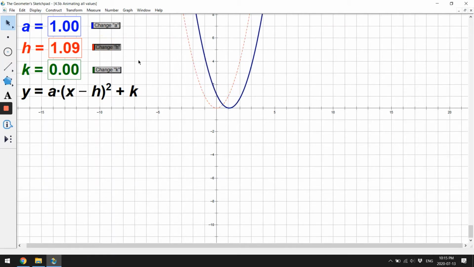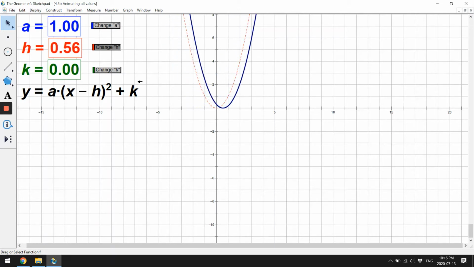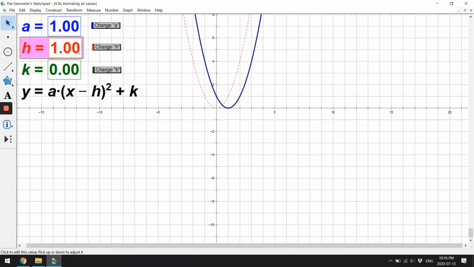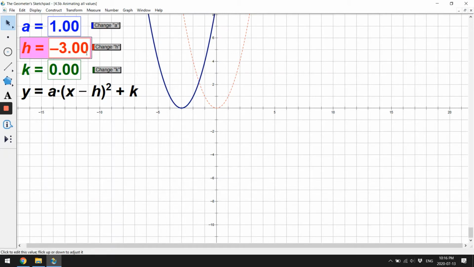What about h? h is very nice. It's introducing a horizontal translation. So if you have a negative value for h, we are translating to the left. And if h is positive, we're translating to the right. Perfect. Nice. Okay. So if it's 1, 1 to the right, 2 to the right, 3 to the right, 1 to the left, 2 to the left, and 3 to the left. Okay. All right, last one here.